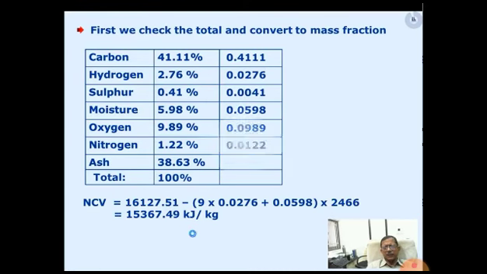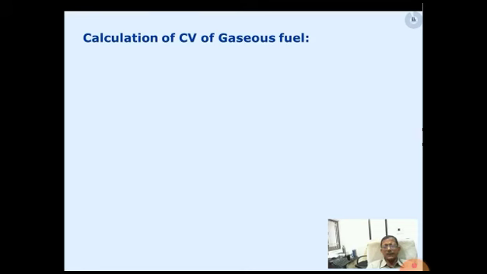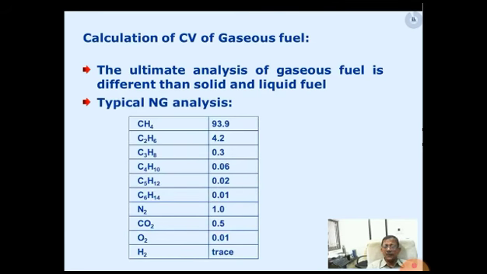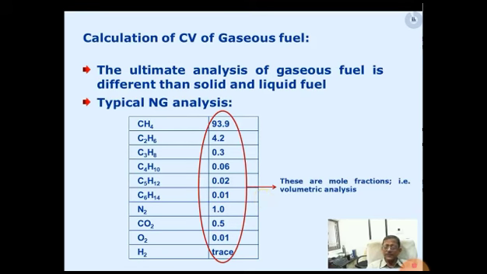Now talking about the gaseous fuel calorific value. This will be a little different from solid and liquid fuel. First of all, the unit will be different. It will be kilojoule per Nm cube or Sm cube instead of kilojoule per kg. And the ultimate analysis available for the gas would be a little different. It will not have the carbon, hydrogen, sulfur analysis. On the other hand, a typical natural gas analysis will give us the various hydrocarbons CH4, C2H6, C3H8. Now this percentage analysis here will be mole fraction or volumetric percent. That means 1 Nm cube of this fuel will have 0.939 Nm cube of CH4, like that.